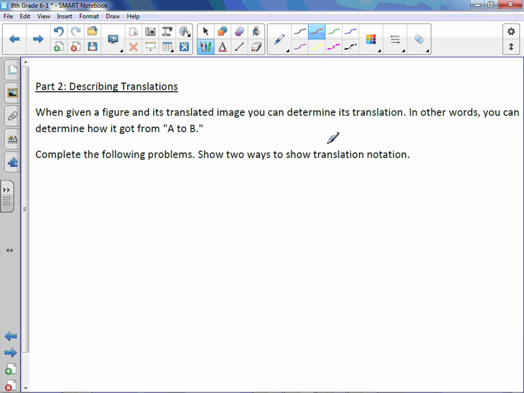Now we need to describe a translation. When given a figure and its translated image, you can determine its translation. In other words, you can determine how it got from A to B. Okay, how did you go from one shape to the other? Give it directions. Did you go left, right, up, down? Okay, and we're going to show this notation in 2 ways.